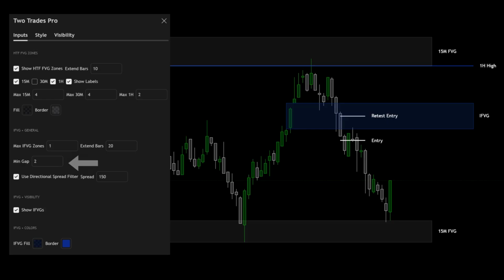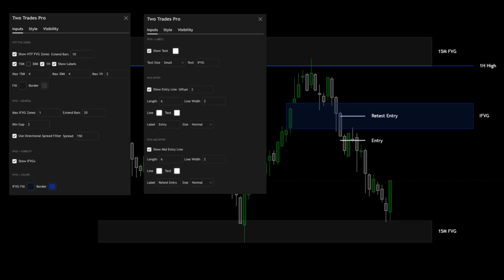Minimum gap size helps filter weaker setups, and the directional spread filter prevents multiple setups from forming too close together in the same direction. The spread setting controls how far price must move before another valid setup can form in the same direction. Colors, borders, labels, and text size can all be customized.